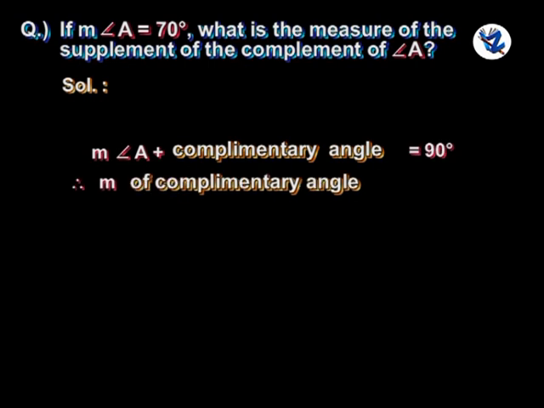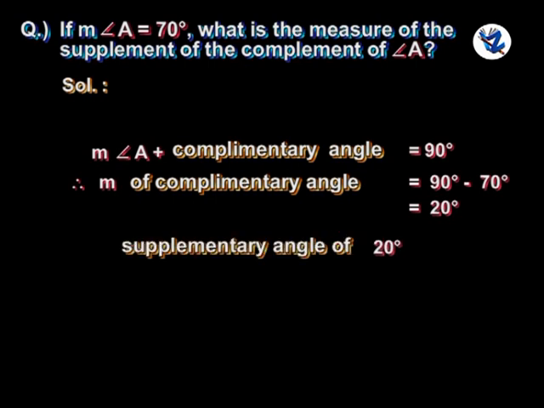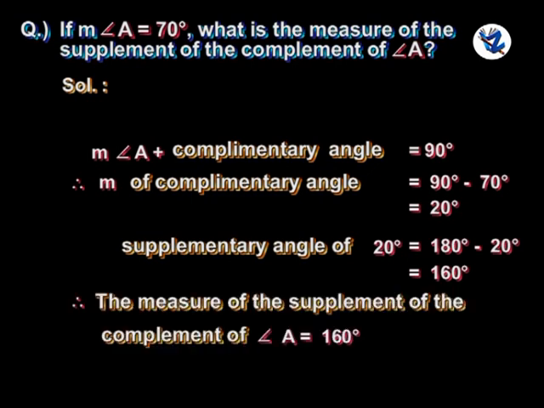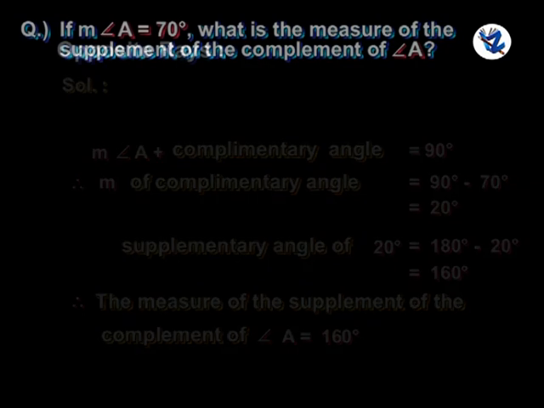Therefore, measure of complementary angle is equal to 90 minus 70, that is equal to 20 degrees. Now we'll find out the supplementary angle of this angle. So supplementary angle of 20 degrees is equal to 180 minus 20 is equal to 160 degrees. So the measure of the supplement of the complement of angle A is 160 degrees.